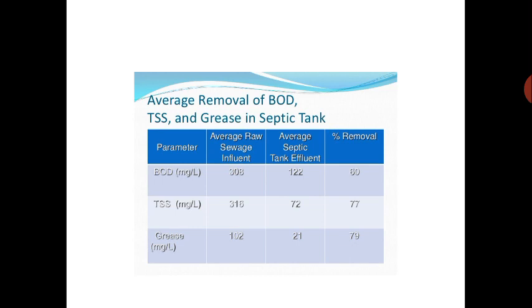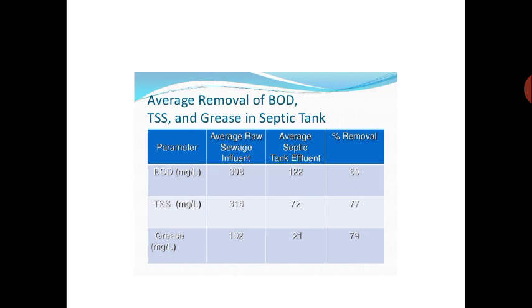So of course, if you are talking about the BOD of average raw sewage, normally it will be 308. For the septic tank, it will be about 122, so normally we get up to 50 to 60% removal. Then total suspended solids will be 316 in the initial raw sewage. For the average septic tank effluent, after that there will be 72 percent removal. It will be roughly 77 percent.